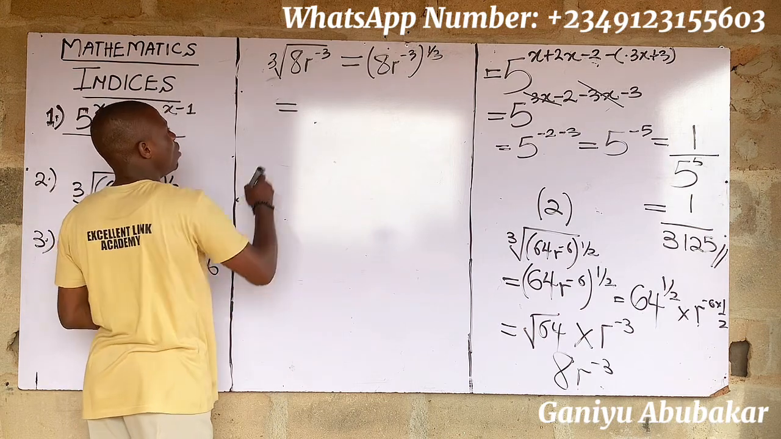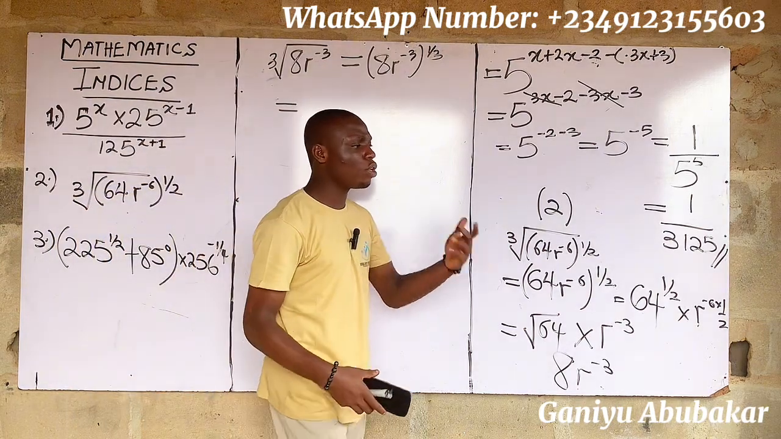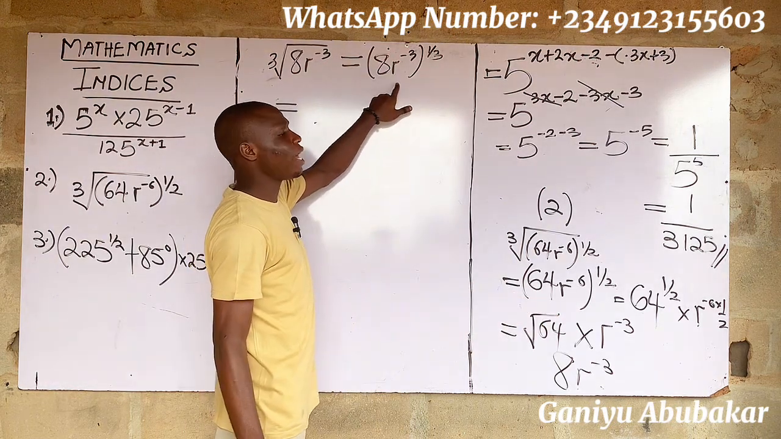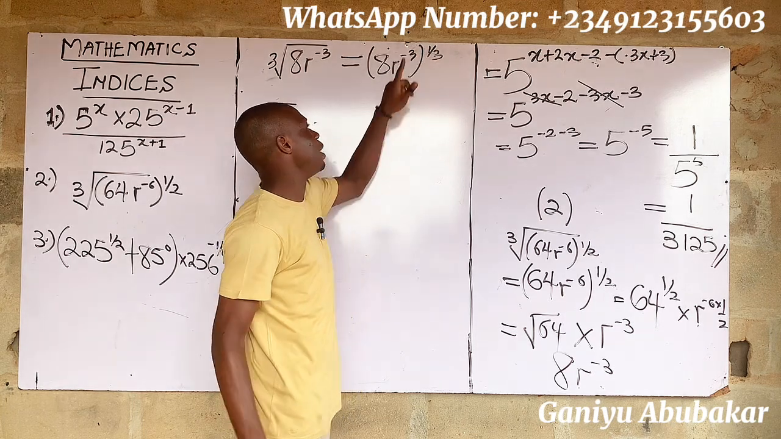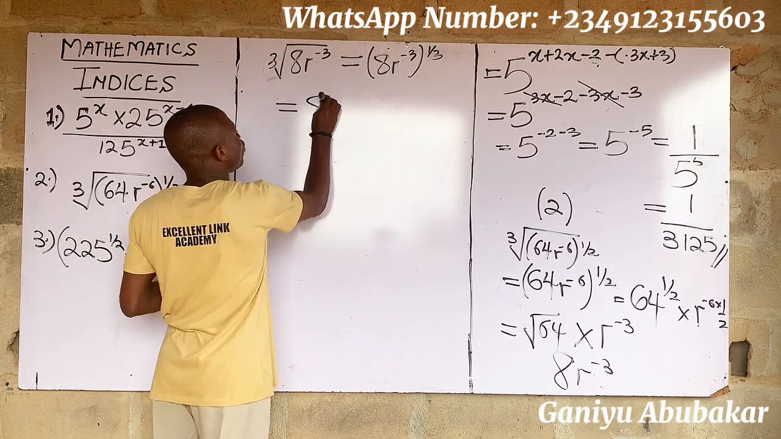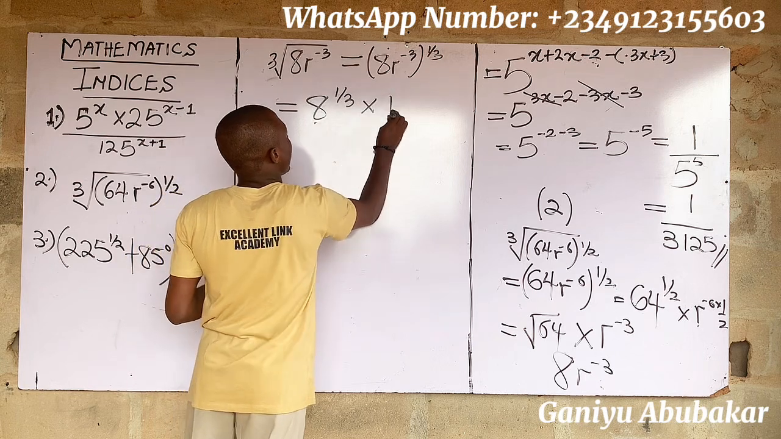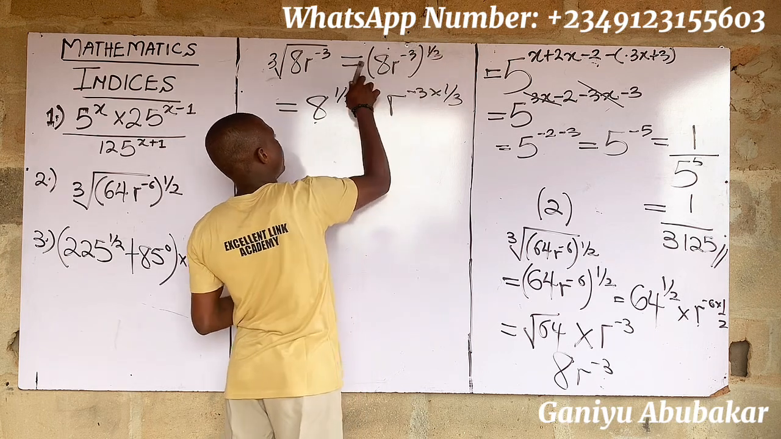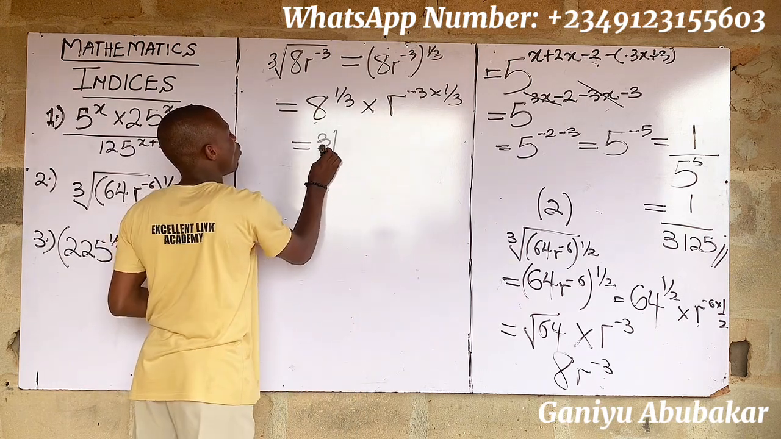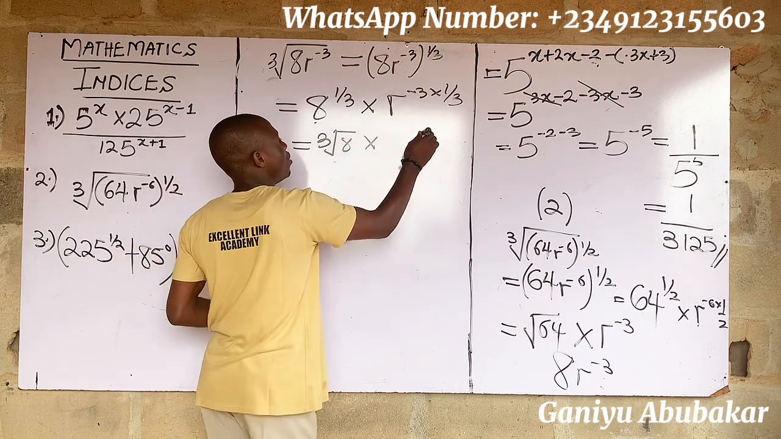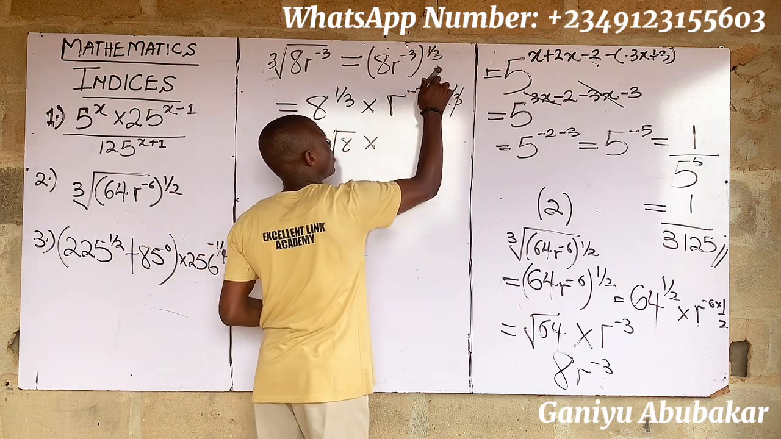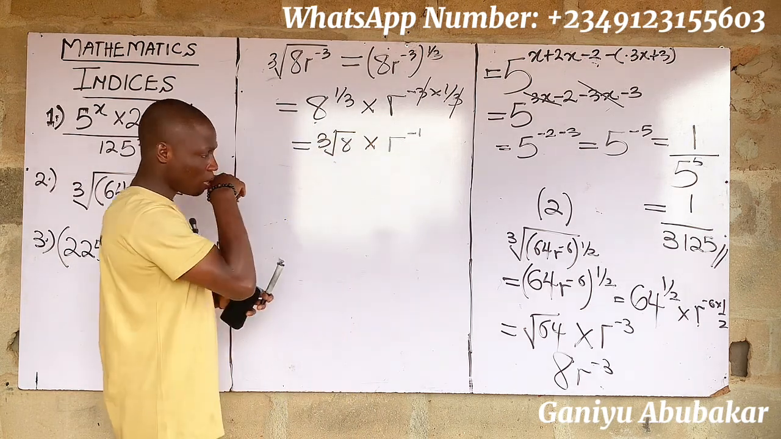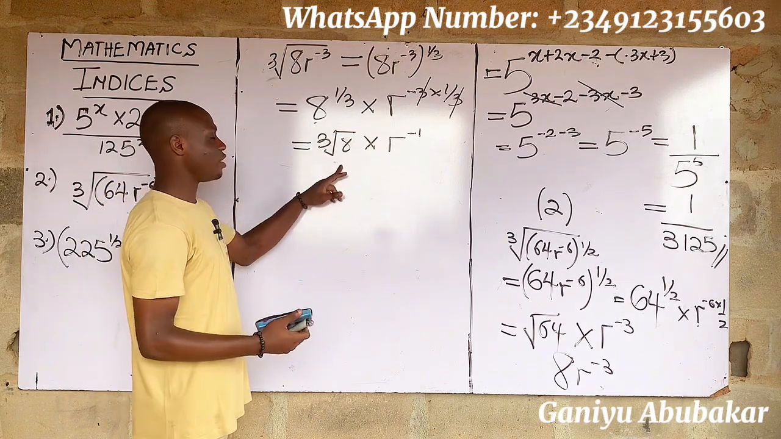From indices now, this takes us back to the same concept we applied here initially, right? That when different things are multiplying, just attach the power to each of them. So that gives about 8 to power 1 over 3 times r to power minus 3 times 1 over 3. Attach the power to each of the terms. This gives the third root of 8 times, this is 3 here 1, 3 here 1. 1 times minus 1 times 1 gives r to power minus 1. Of course, we know that the third root of 8 is 2.